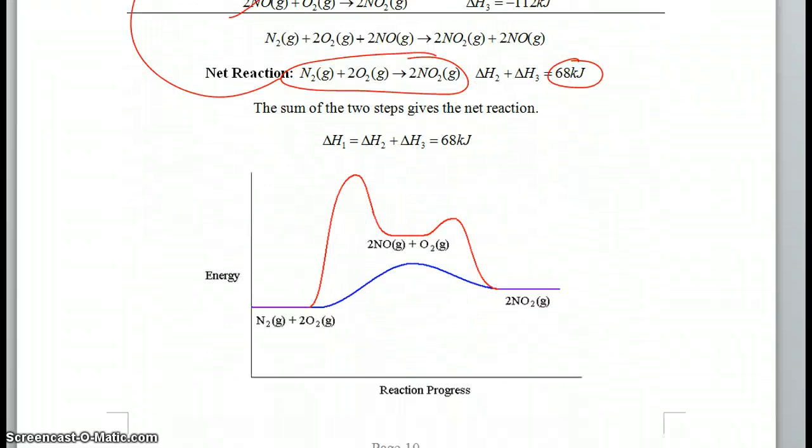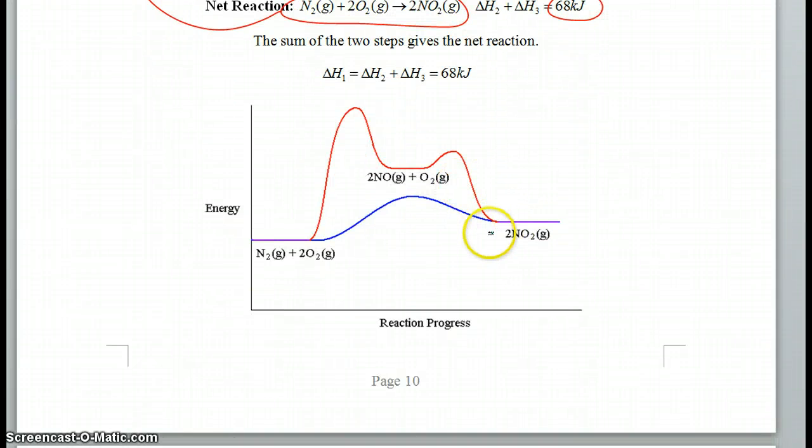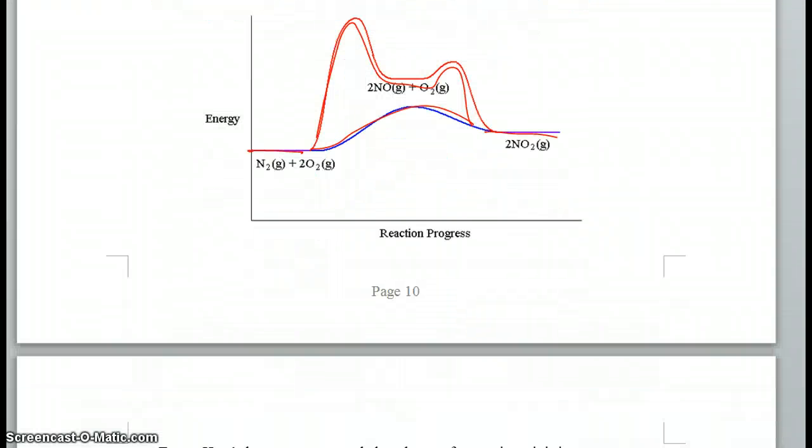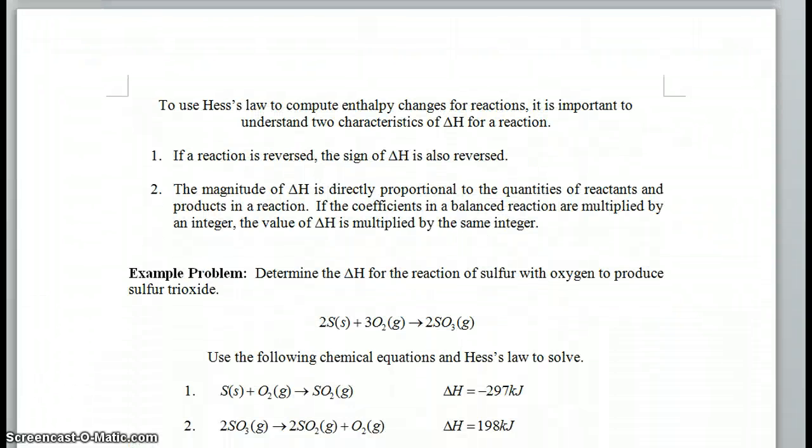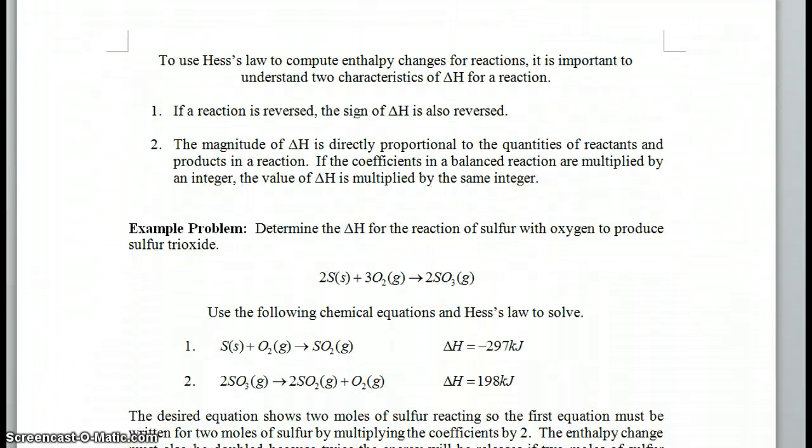Okay, so this is just a pictorial representation of the fact that we can imagine a few different ways of getting from reactants to products. So this would be like the pathway, and these are your reactants, these are your products. There are many different ways of getting to the same set of reactants and products. Okay, but as long as the reactants and products match, the enthalpy value is always going to be the same.